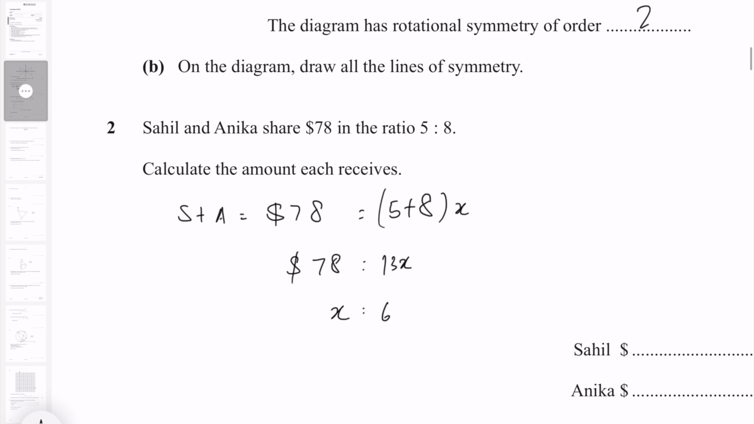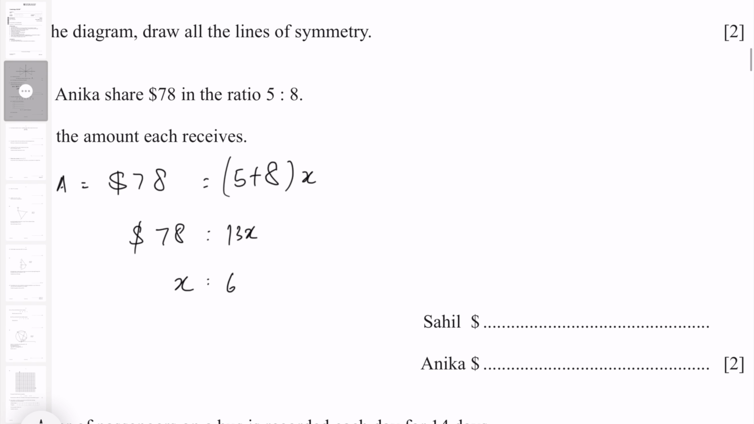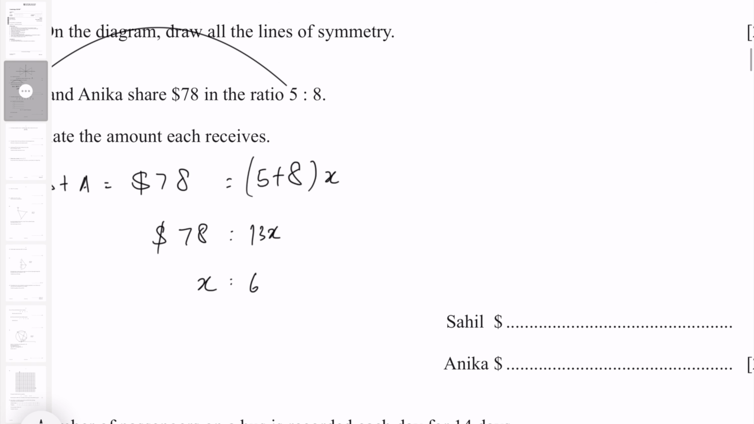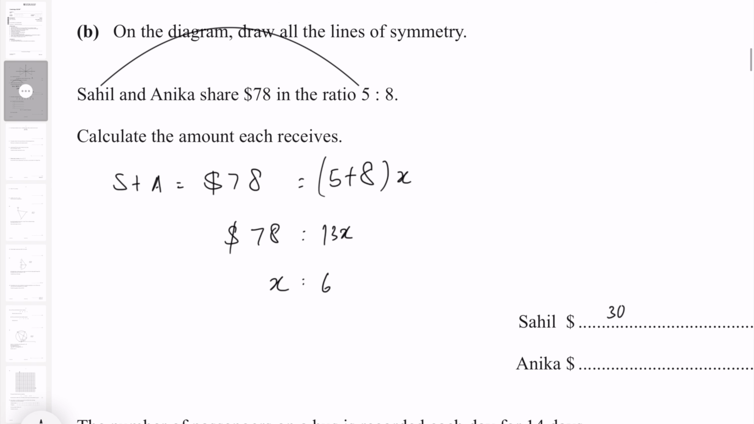I want to know the amount of each person. Okay, so Sahil is 5. That means if I multiply by 6, that's 30. And Anika, that's 8. So again, it's growing by 6 times, so that's 48.